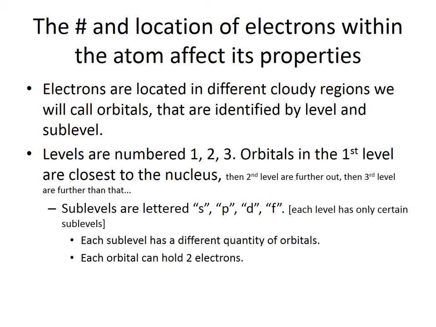So we sort of already discussed that the electrons are in this outer portion, but they're in more of a structure than just the outer portion. They're at different distances from the nucleus. And in fact, we're going to call the regions that the electrons are in orbitals. They're going to be identified by level and sublevel.